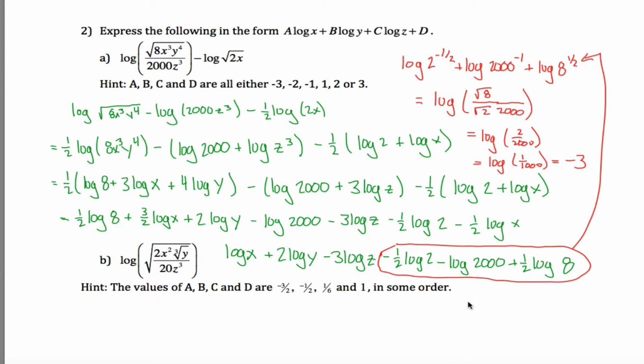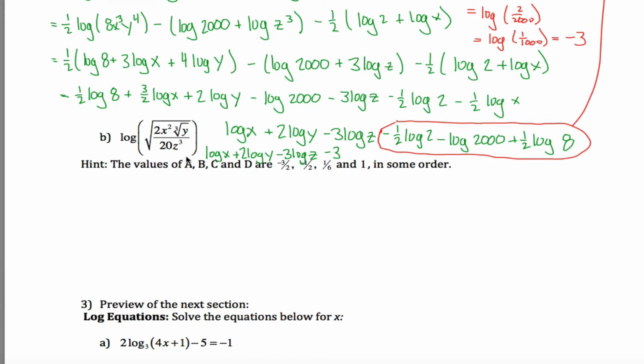So my final answer, I don't know where I'm going to squeeze it in, would be all this same stuff. 1 log x plus 2 log y minus 3 log z minus 3. And it looks like A, B, C, and D are all either negative 3, negative 2, negative 1, 1, 2, or 3. Looks like that satisfied that criteria, so hopefully I didn't mess anything else up.